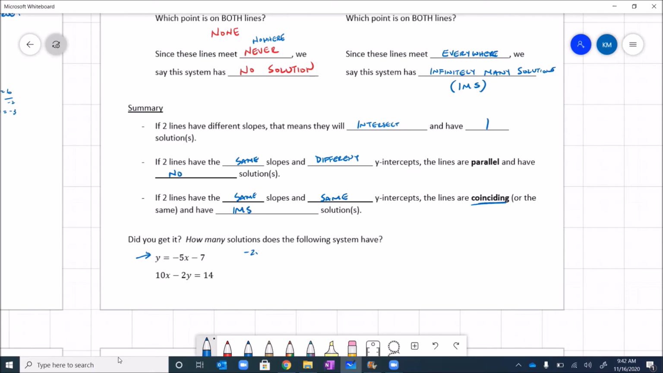Subtract 10x from both sides, and that gives me negative 2y equals negative 10x plus 14. Divide by negative 2. We get y equals 5x minus 7. Okay, and so as we look, these are very similar equations, but they are not the same. This has a slope of 5. This has a slope of negative 5. They have different slopes, and so we know that there's one solution. Okay, and we don't know what the solution is from what we just did, but we know that there is one solution.